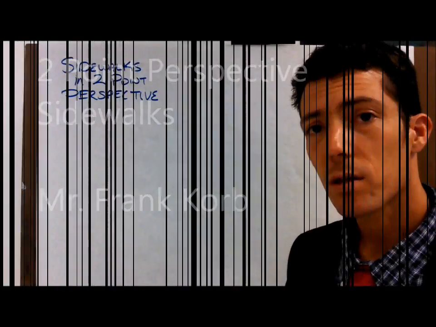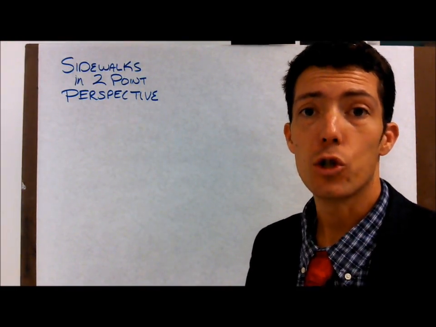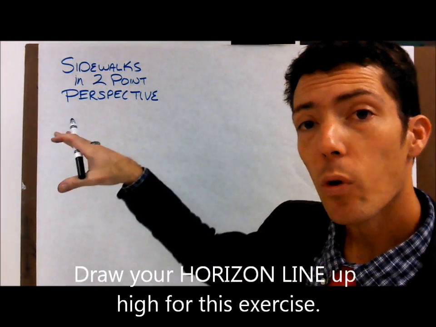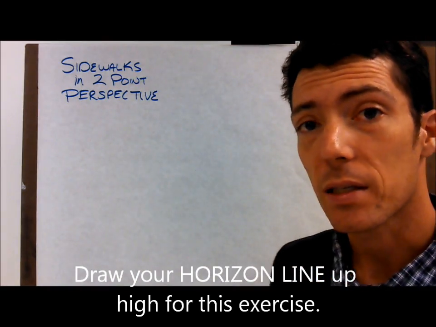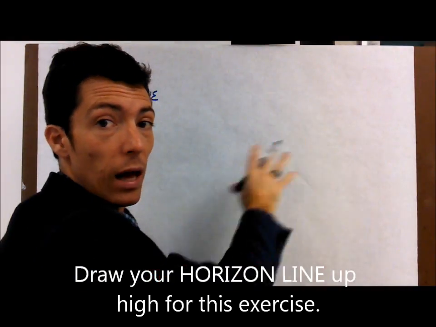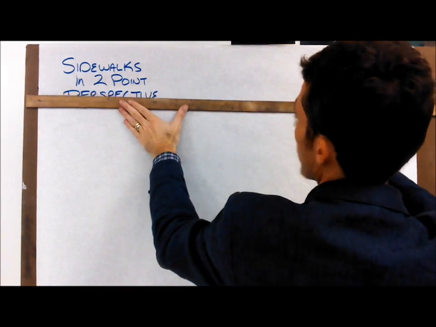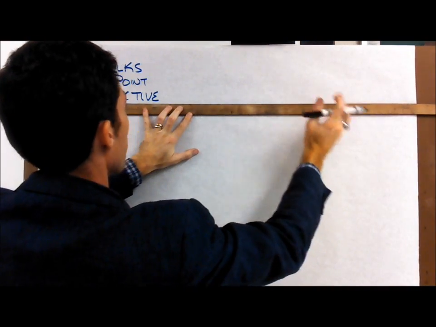of sidewalks in two-point perspective. One of the first things that we're going to need to do is define a place for our horizon line. I'm going to define my horizon line very high up in the picture plane today so that I have a lot of working space down here. So let's start by drawing our horizon line way up high.